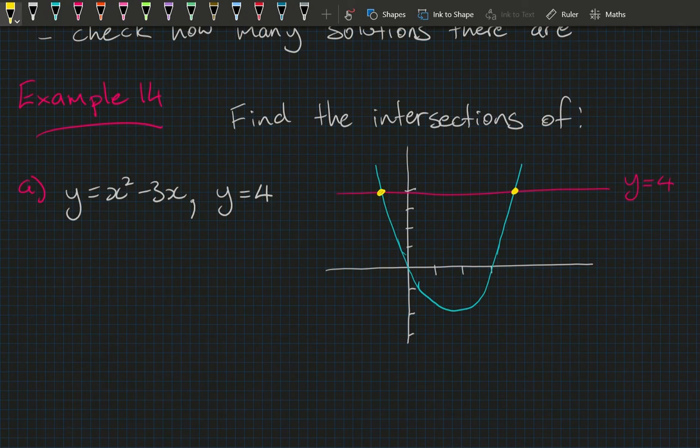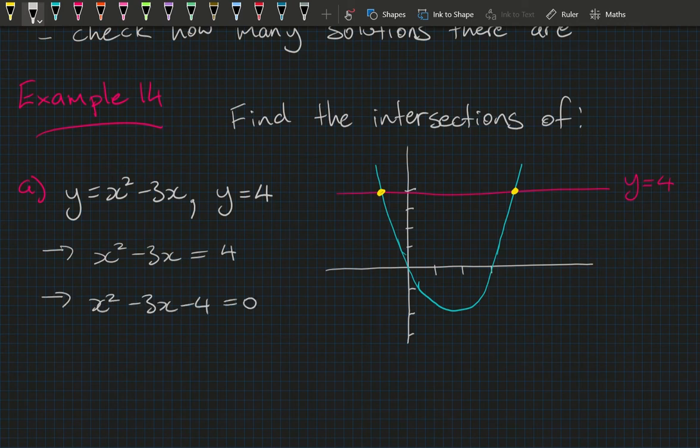Not really that much later on, let's just do it straight away, eh? So we know that this is true when x squared minus 3x equals 4, or in other words, x squared minus 3x minus 4 equals 0. Now I can see that minus 4 is equal to minus 4 times 1, and they add up to minus 3. So straight away, I'm going to factor this as x minus 4 times x plus 1 equals 0.